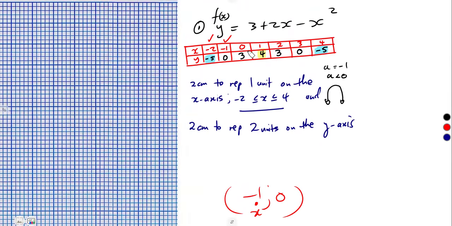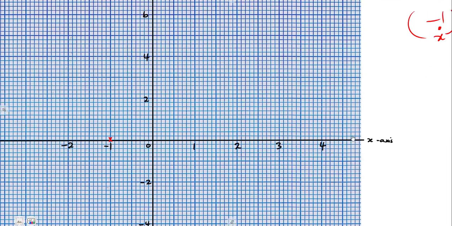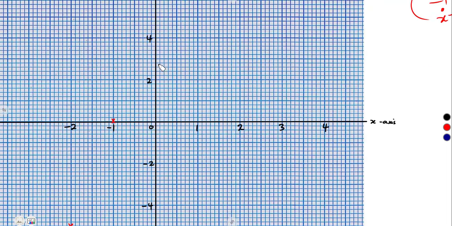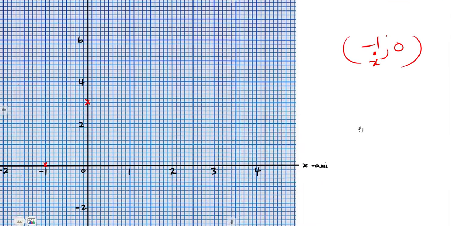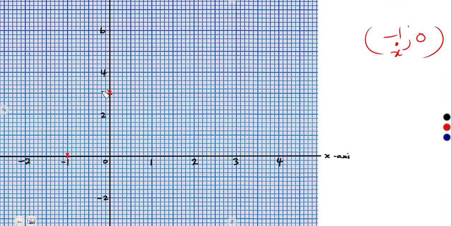You mark the next one, 0, 3. What you're given here is the y value. The x is not given, so y is 3. So you mark straight on the y-axis at point 3, directly on the y-axis in between 2 and 4. So that's 0, 3. All right, so this is our point.